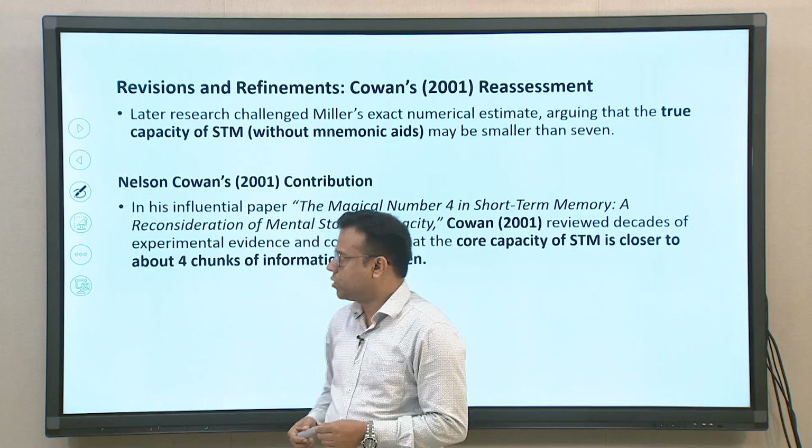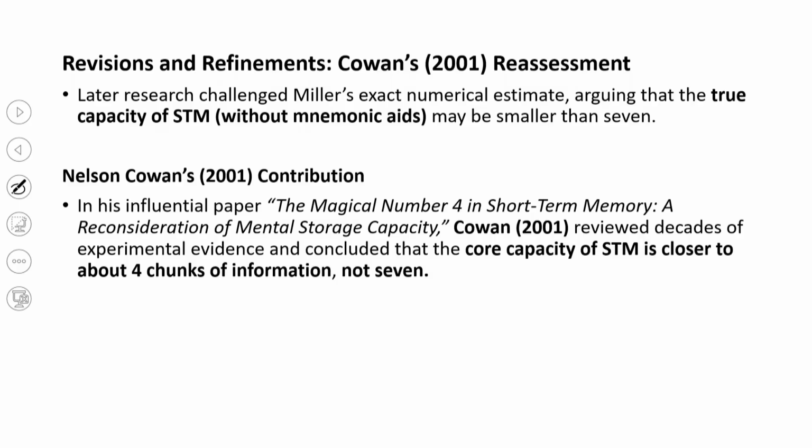However, there was some revision or refinement done later on this 7 plus minus 2 storage capacity of short term memory. Some later research challenged Miller's numerical estimate, that is 7 plus minus 2. It was challenged, arguing that the true capacity of STM could actually be less than that. It may be less than even 7, less than even 5 also.